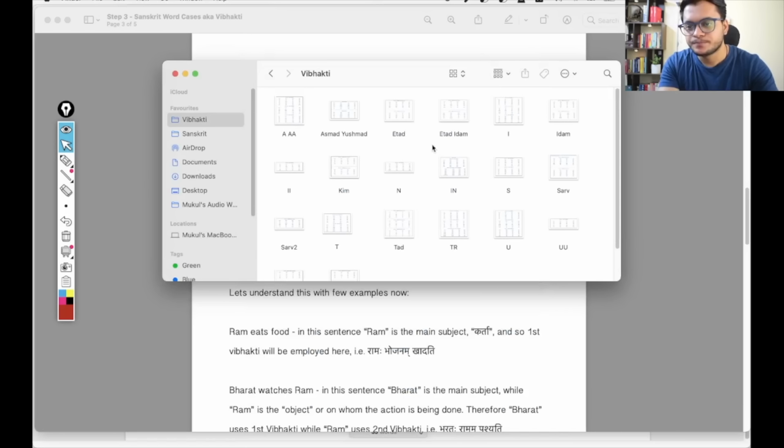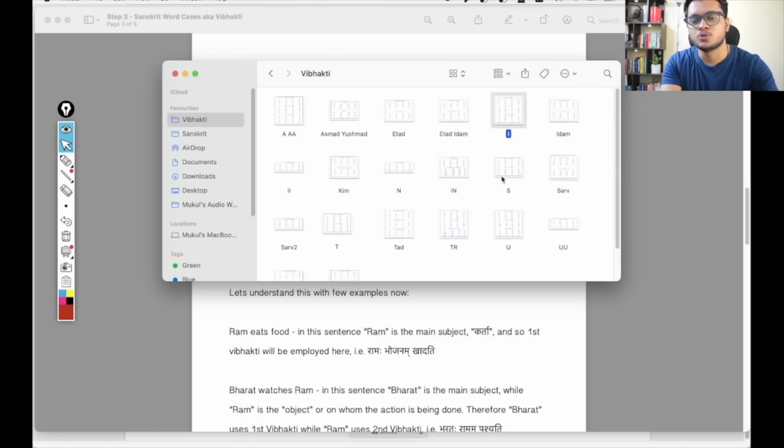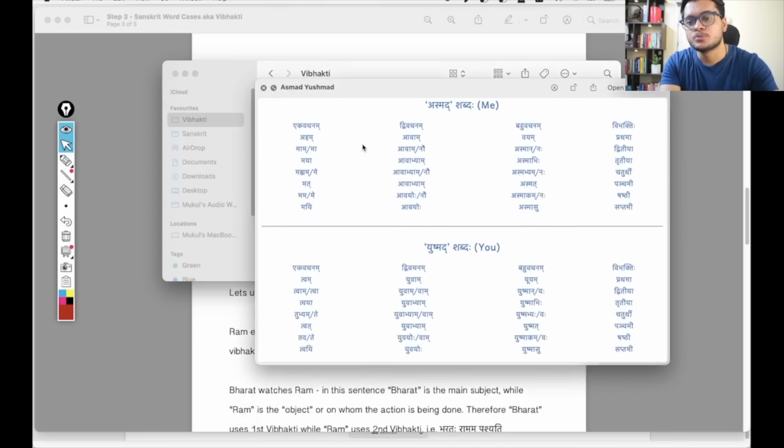And see, I have all the references. This I simply means ikarant. All the words that end with the I, ikarant. Pulling, striling, napunsakling. And then you have the pronouns also. Asmad, yushmad. These are the pronouns that we discussed.